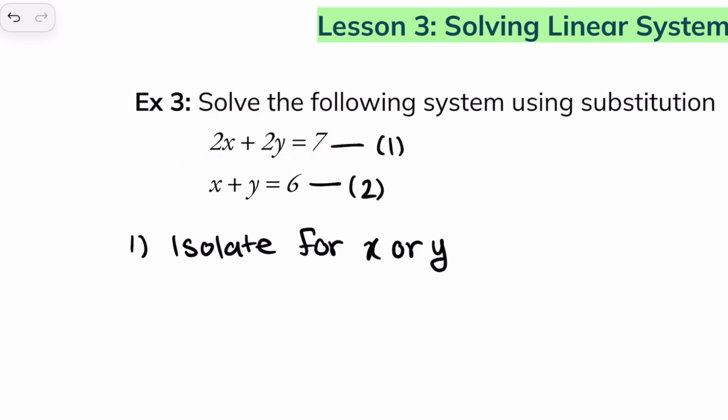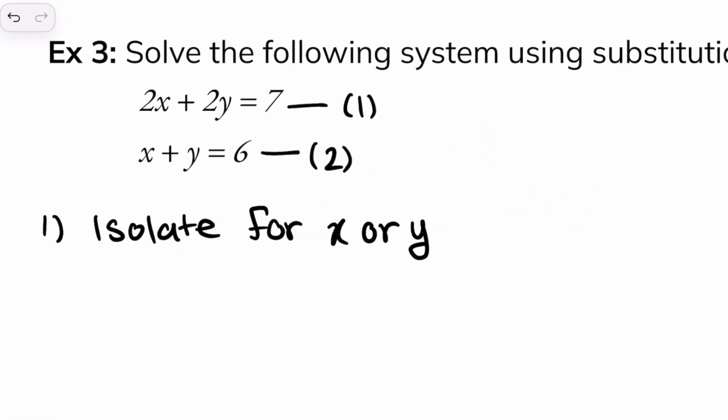So equation 1, we have 2x plus 2y. So I have a coefficient of 2 in front of my x, and I have a coefficient of 2 in front of my y, right? I don't like that because it's always best to have x or y have a 1 as the coefficient. It just makes your life easier. So now if I take a look at the second equation, I have a 1 in front of my x and a 1 in front of my y. So I don't have any coefficients greater than 1, right? I don't have like a 3 or a 4, I just have 1. So it's easier to isolate for x or y in this equation.